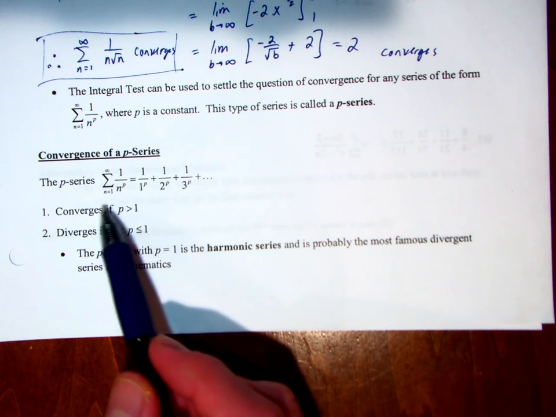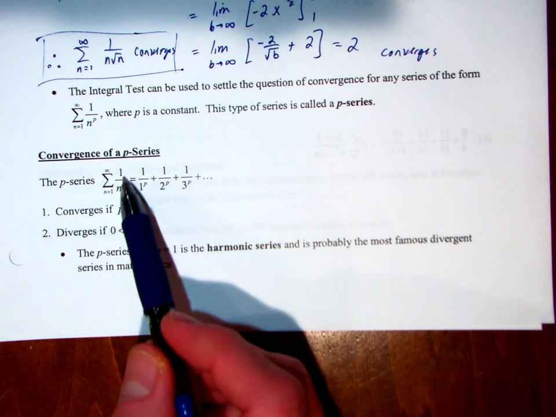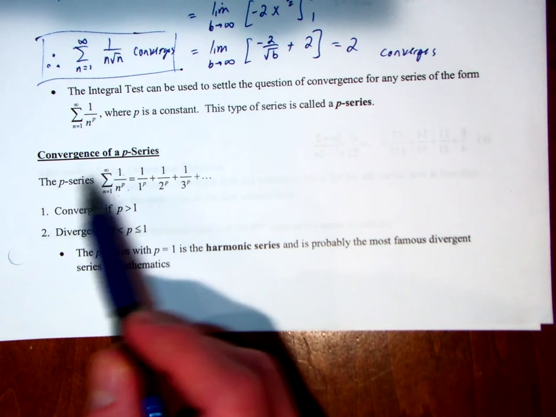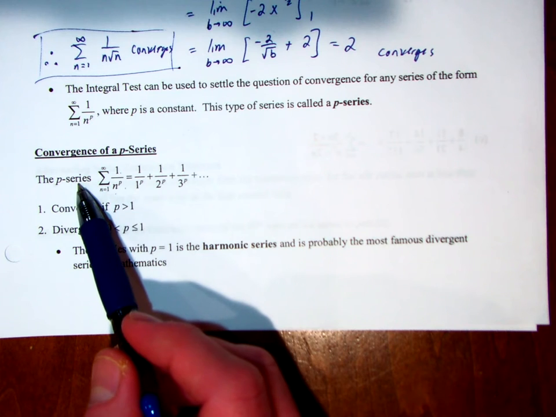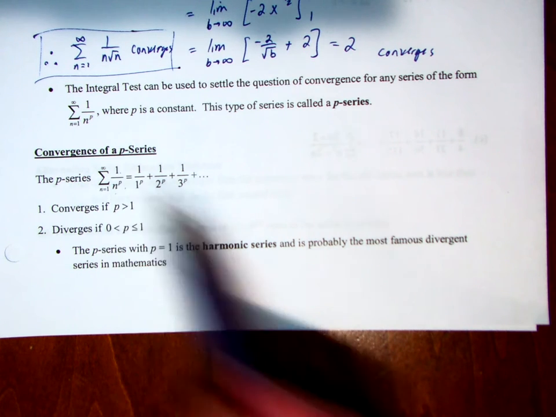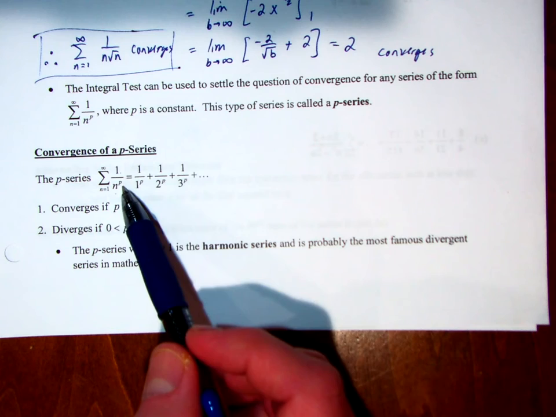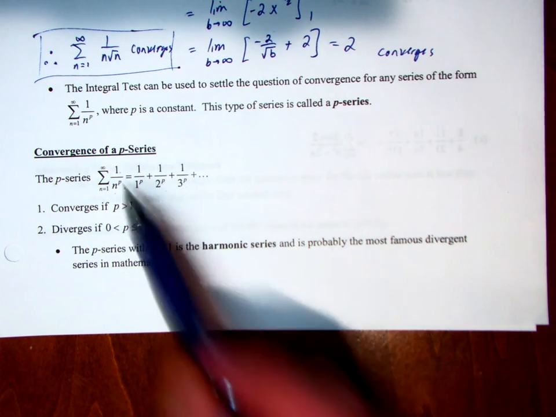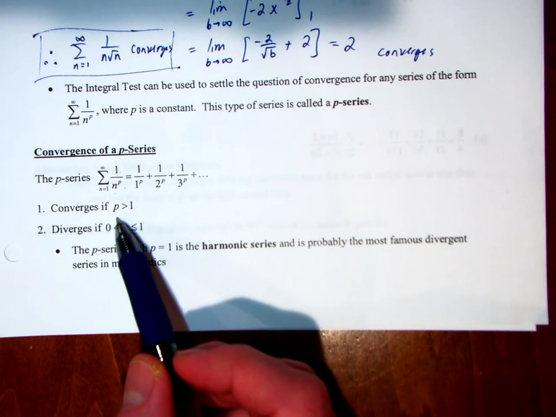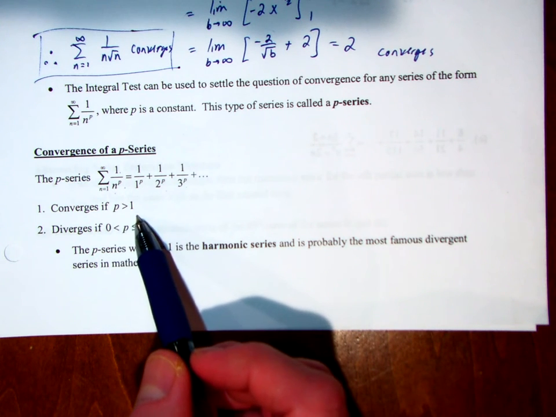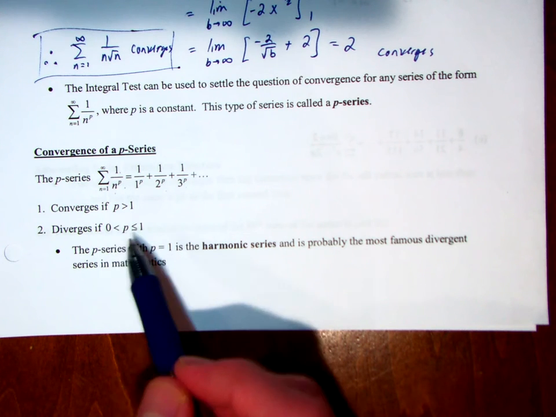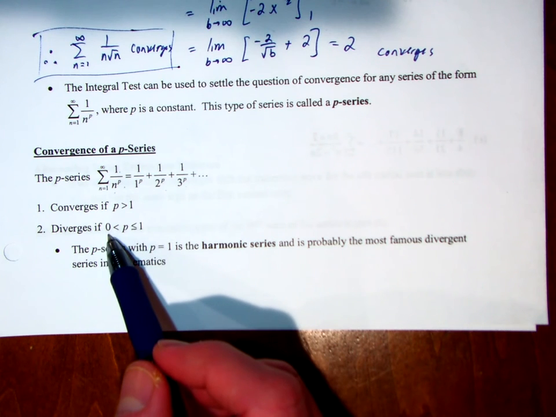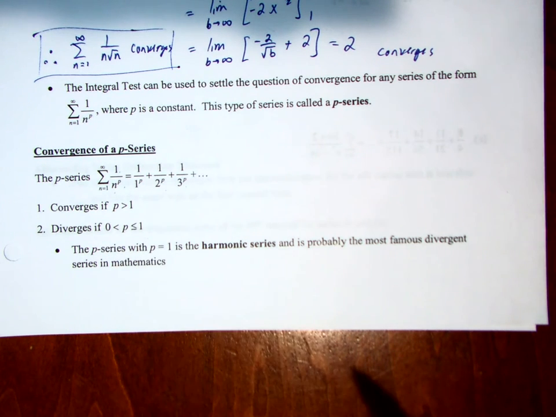So, again, here's what a p-series looks like. It's a sum of 1 over n to the p. And again, you could really have any constant on top because if there's a constant on top, that's just multiplication I can bring out in front. It's not going to change the convergence or divergence. So 1 over n to the p. Like 1 over 1 to the p plus 1 over 2 to the p plus 1 over 3 to the p, where p is any constant. Here are the rules. It converges if p is greater than 1. It diverges if p is between 0 and 1, including 1. So if p is 1 or below, it diverges. If p is greater than 1, it converges.